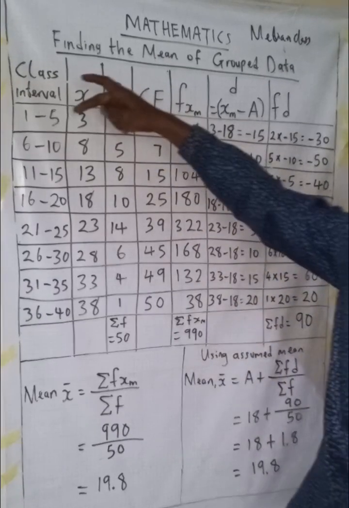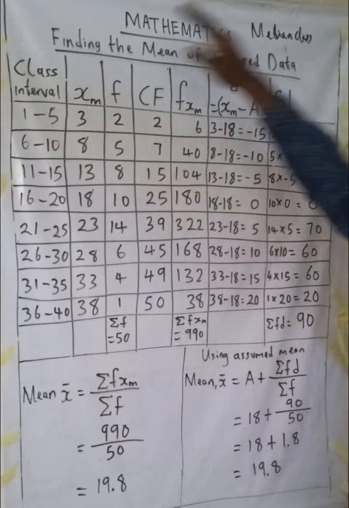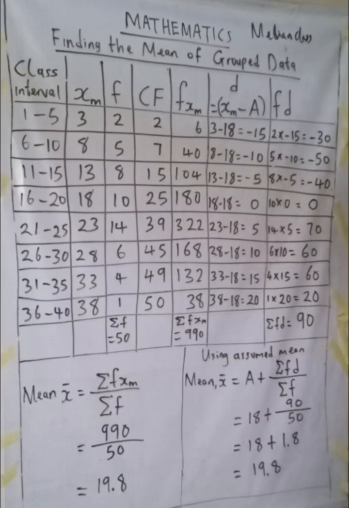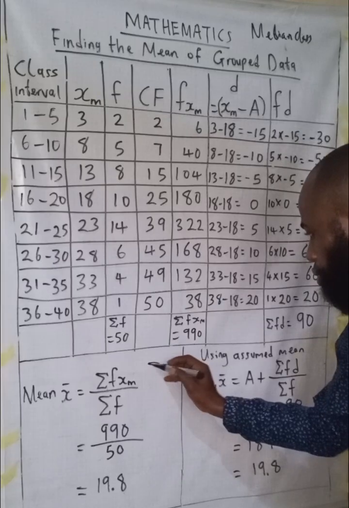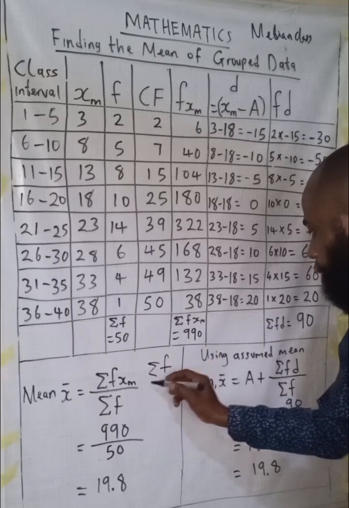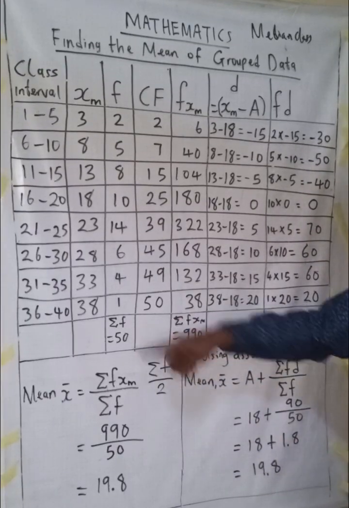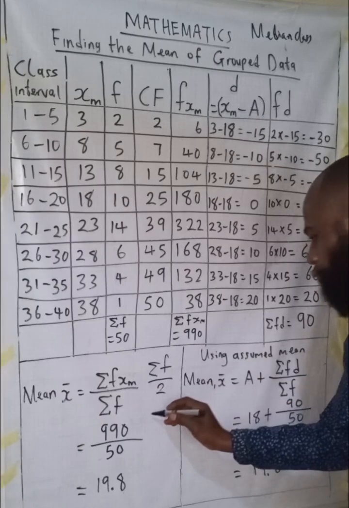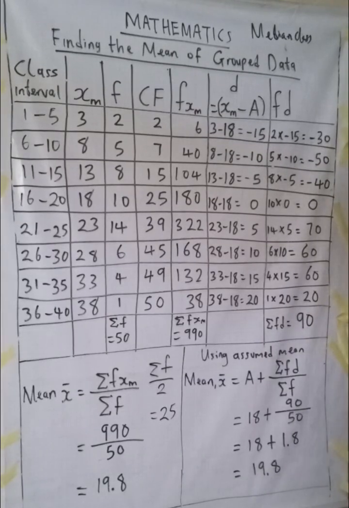All we have here are classes. You can see them 1 to 5, 6 to 10. Which one is the median class? To find the median class is cheap. Just calculate summation f divided by 2. Summation f is 50. If you divide by 2, you have 25. So to find the median class, you do summation f divided by 2.